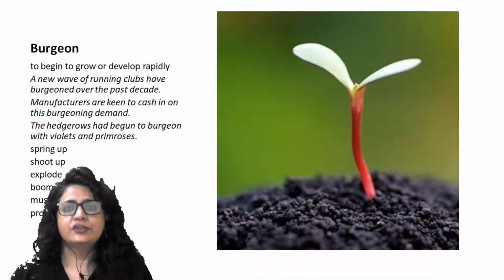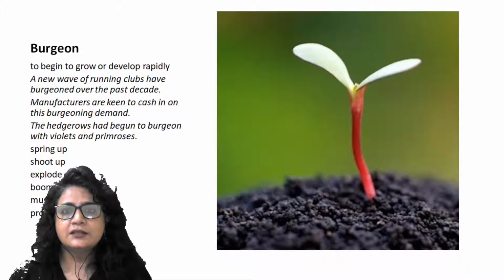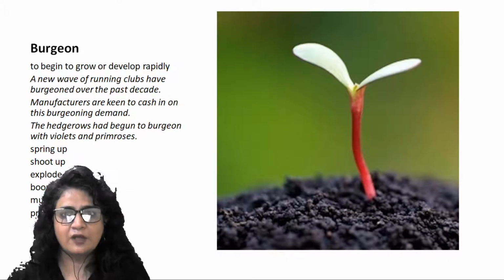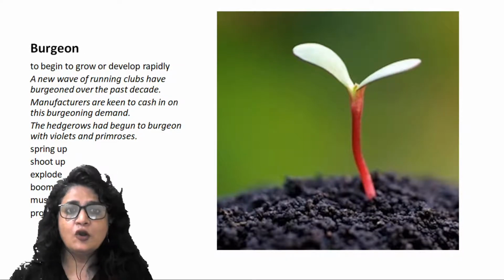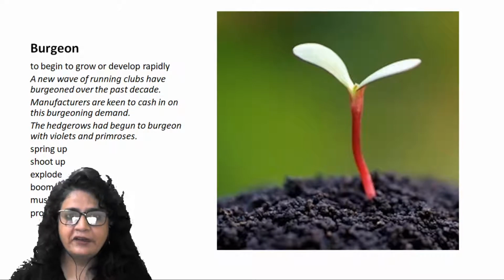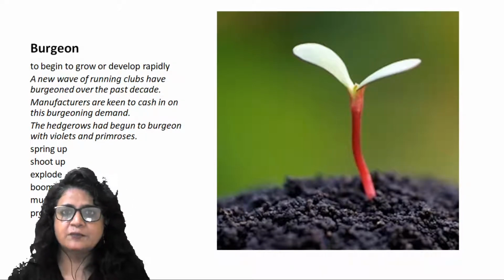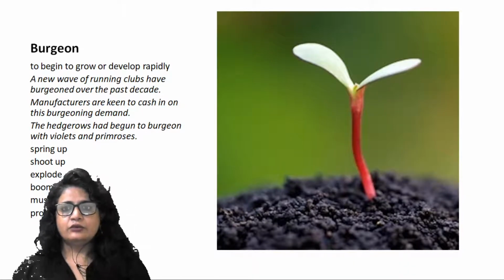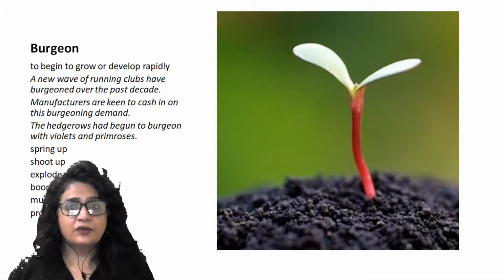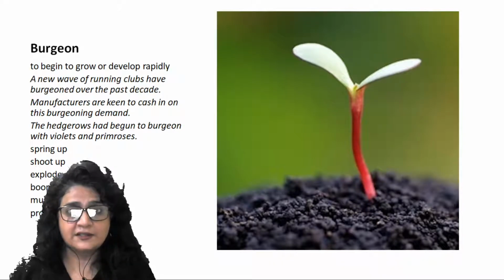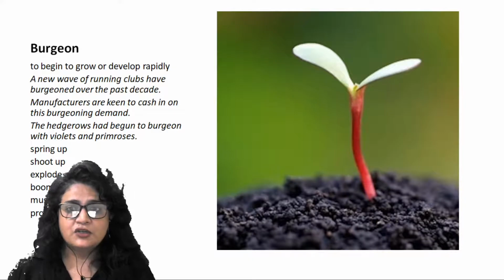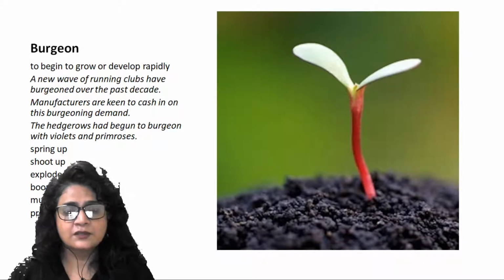Alright, the next word: burgeon. Right? So you see a sprout coming up. So to begin or to grow, to develop rapidly, right? So that is burgeoning. So population was burgeoning, so it was developing at a very fast pace. It was burgeoning by leaps and bounds. So burgeon is to grow rapidly, right?